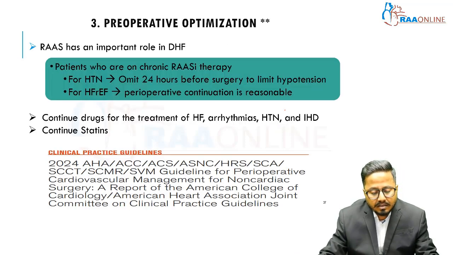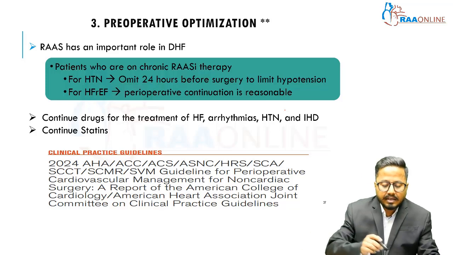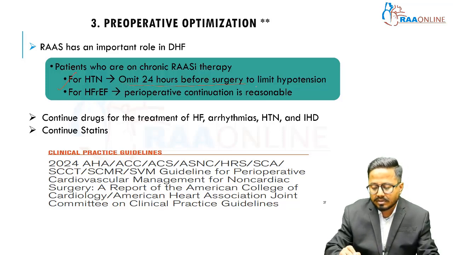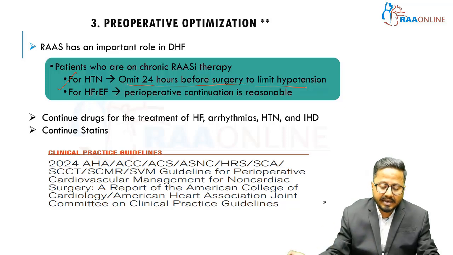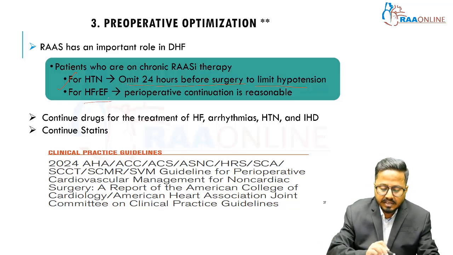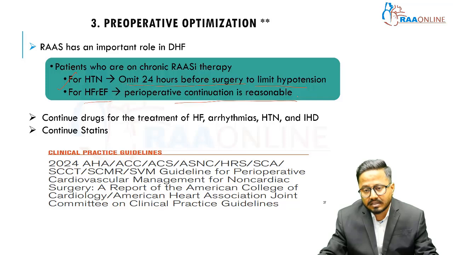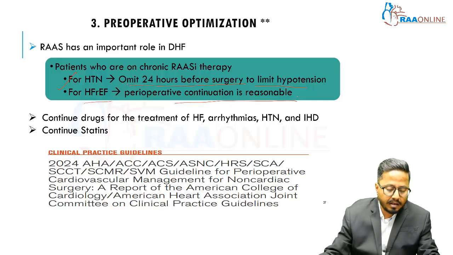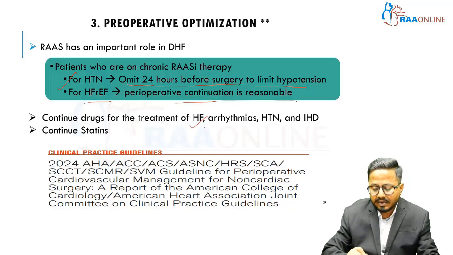Perioperative optimization. If these patients are on renin-angiotensin-aldosterone system inhibitor therapy, and it is given for hypertension, you omit it 24 hours before the surgery because it can cause hypotension. If these medicines are given for reduced ejection fraction, you can continue them with strict vigilance. Continue the drugs for the treatment of heart failure, arrhythmias, hypertension, and continue the statins.